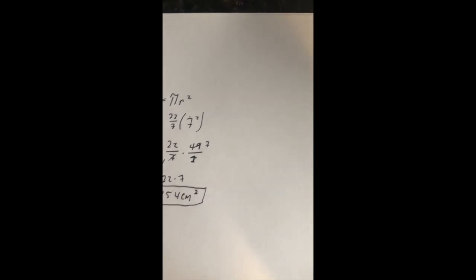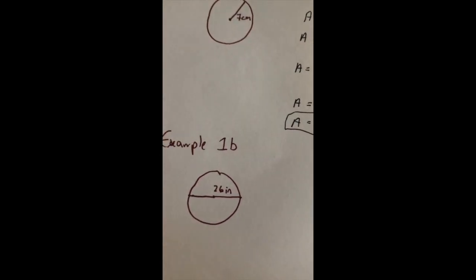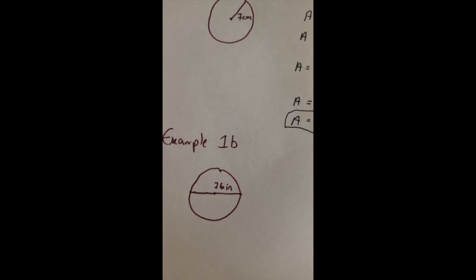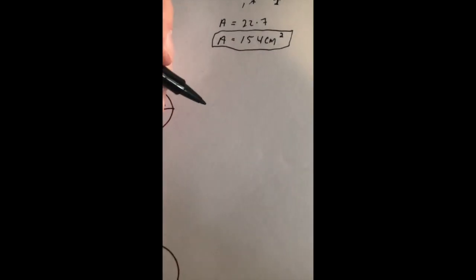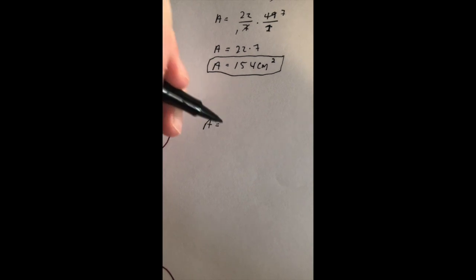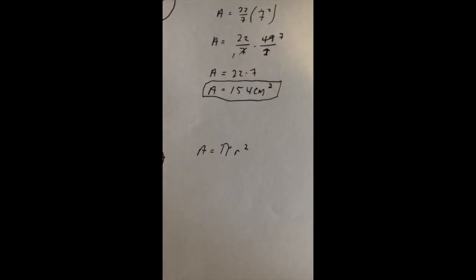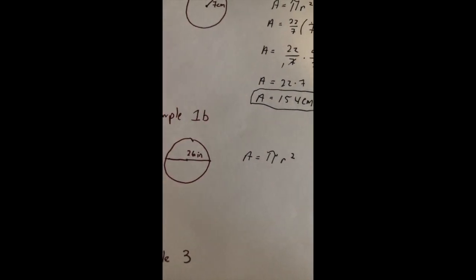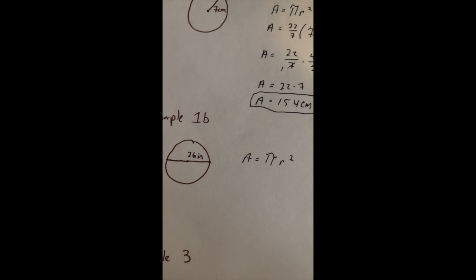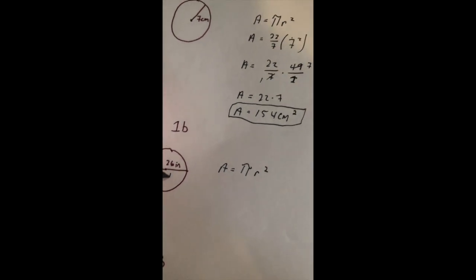Next example, we are told to use 3.14 for example 1B. And so we have a diameter of 26, but as you recall, in our formula, we are using A equals pi r squared, right? And so we need the radius. What is the radius when a circle has a diameter of 26? It'd be half of that, which is 13 inches.